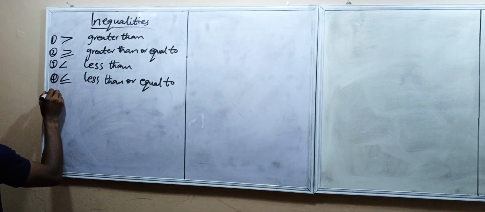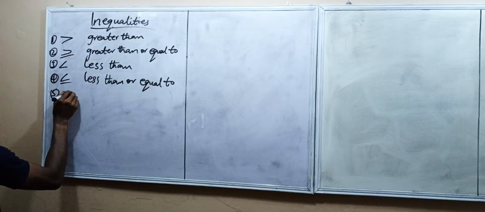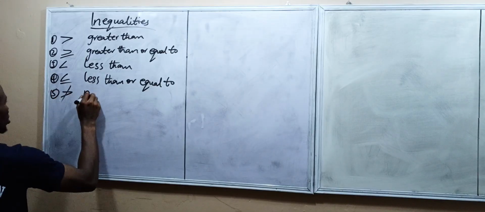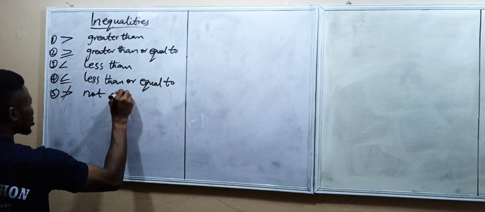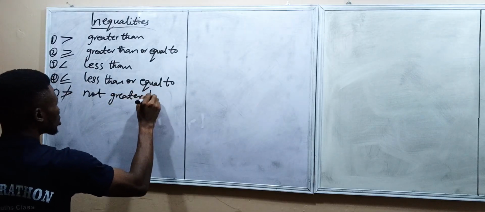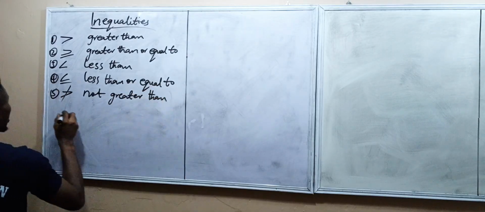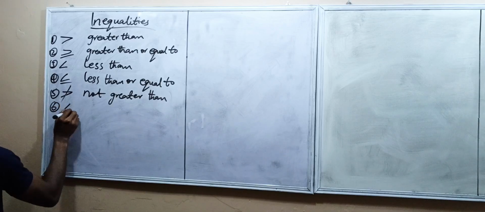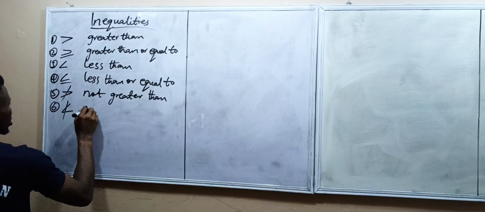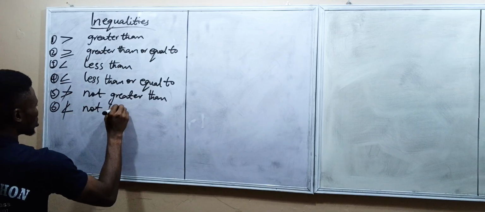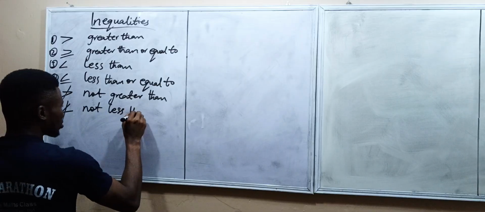You might also have this with this symbol. This is called not greater than. And then the last one, this with this sign, which is not less than.